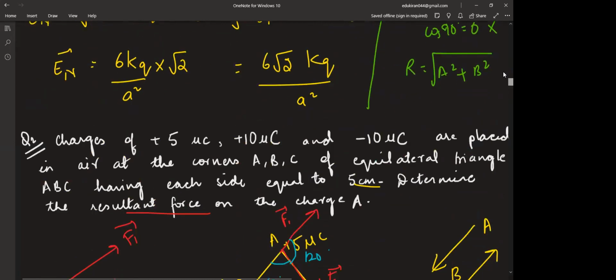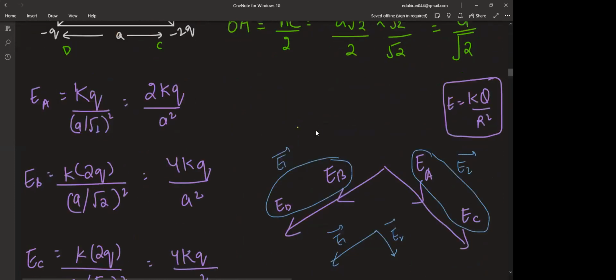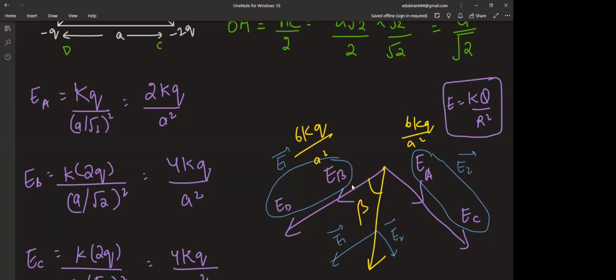Here, see, the reason is that in this arm you are getting 6kq by a square, and here also you are getting 6kq by a square. So when you have solved them, their resultant is somewhere here, right? That direction you will take as beta. The angle with which this is made is taken as A, and the other one is taken as B. Here also you have to find.